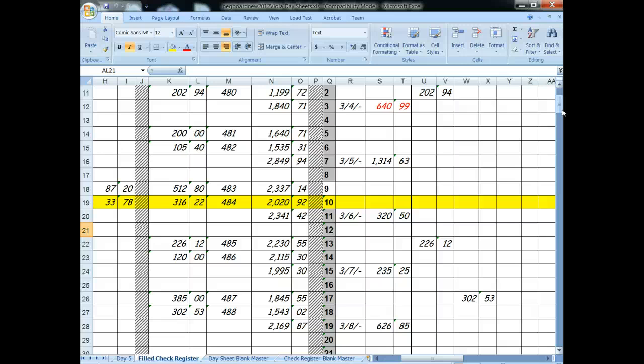His W-4 shows he is married, has 2 allowances, and that's the form. The W-4 is the form you fill out that is sent into the government to tell them how many people you're going to claim in order for X amount of taxes to be taken out. Joseph's rate of pay is $15 an hour.